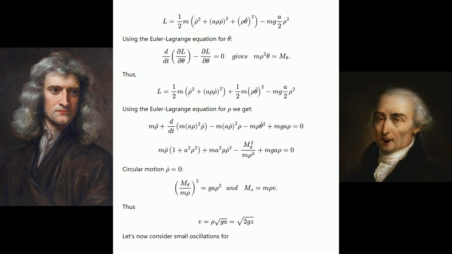Let's now consider small oscillations for, see the equation shown. Let rho equals rho naught plus eta, then retaining terms to first order in eta, see the next equation. Thus, see the equation shown.